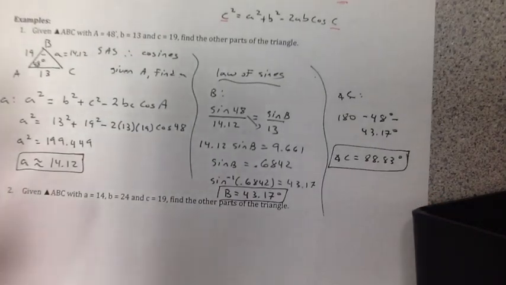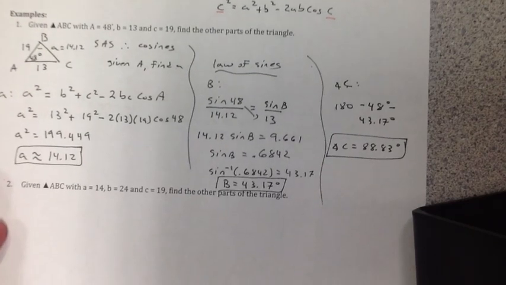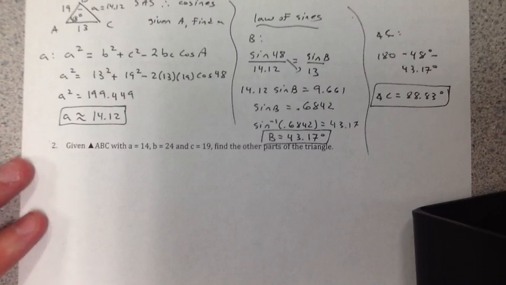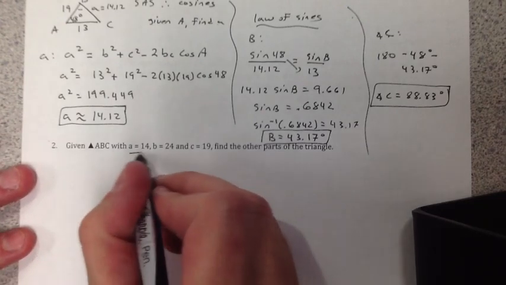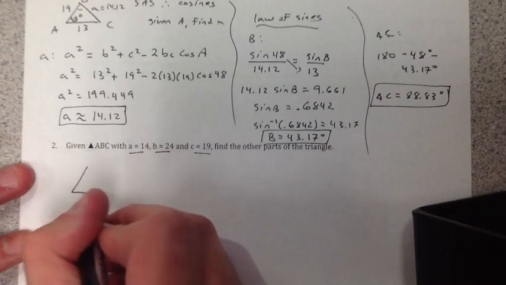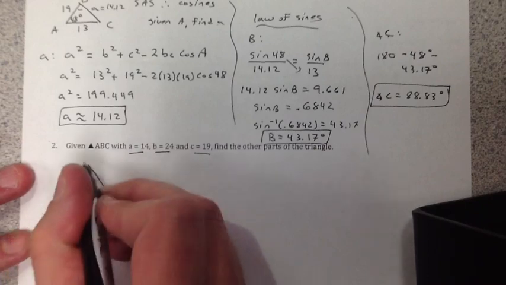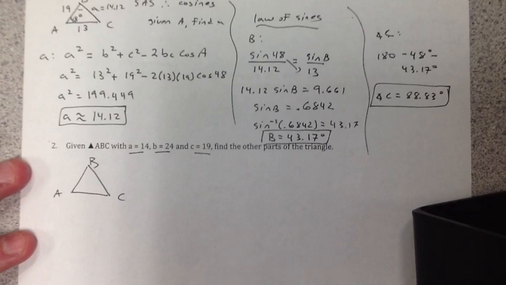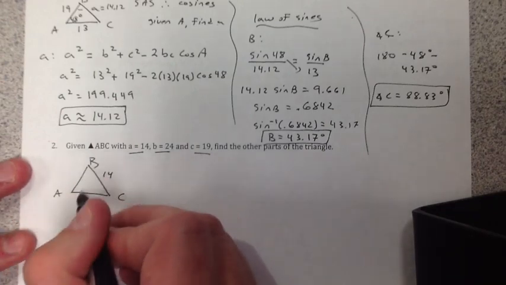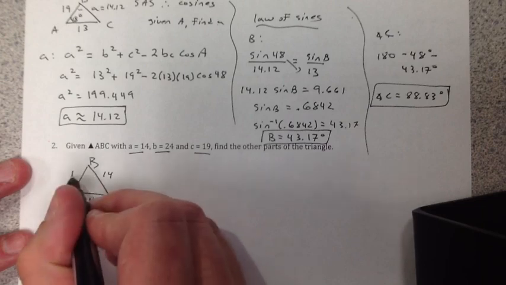So let's take a look at question 2. Now we're going to start question 2 for you, and I'll let you guys finish up this on your own. They gave us this triangle, but notice they didn't give us an angle. They gave us all 3 sides. So if I draw out my triangle, A, B, C, always draw a triangle. I will mark it wrong if you don't. Side A is 14, B is 24, C is 19.